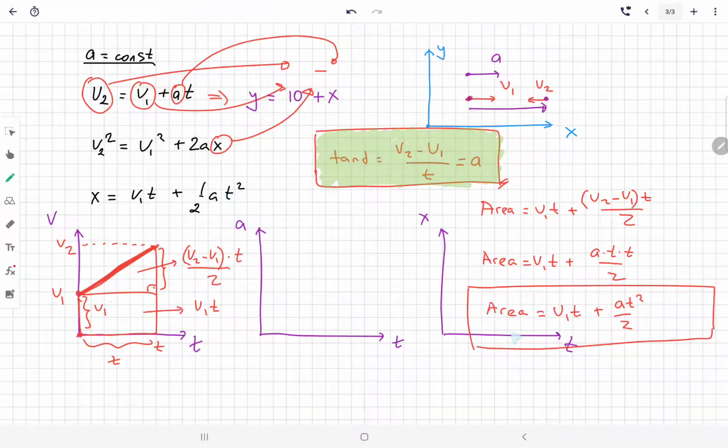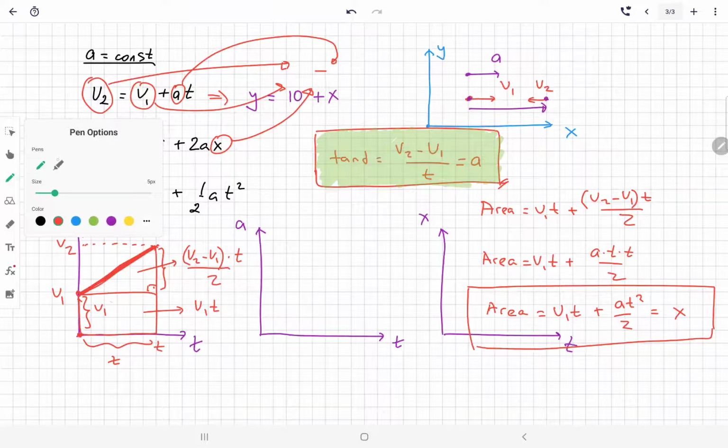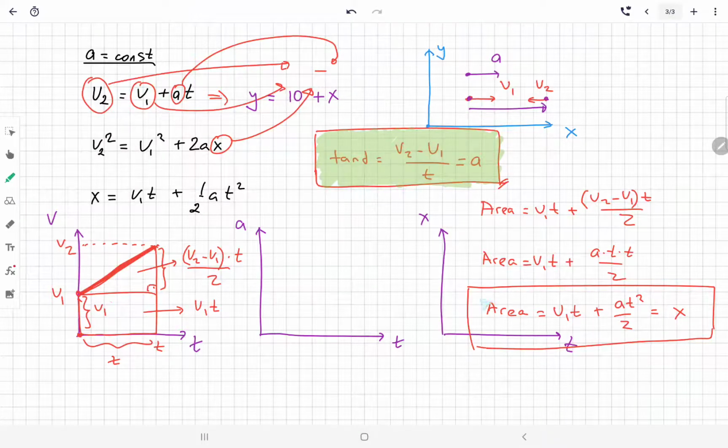So the physical meaning of this area actually equals what? Displacement. It means if you have a v-t graph, and you can somehow determine the area under the line, the physical meaning of the area will be equal to displacement.